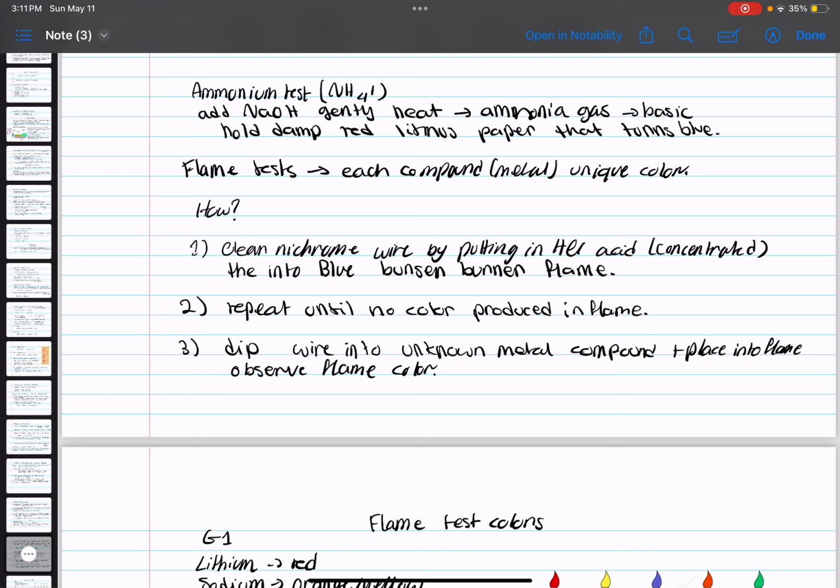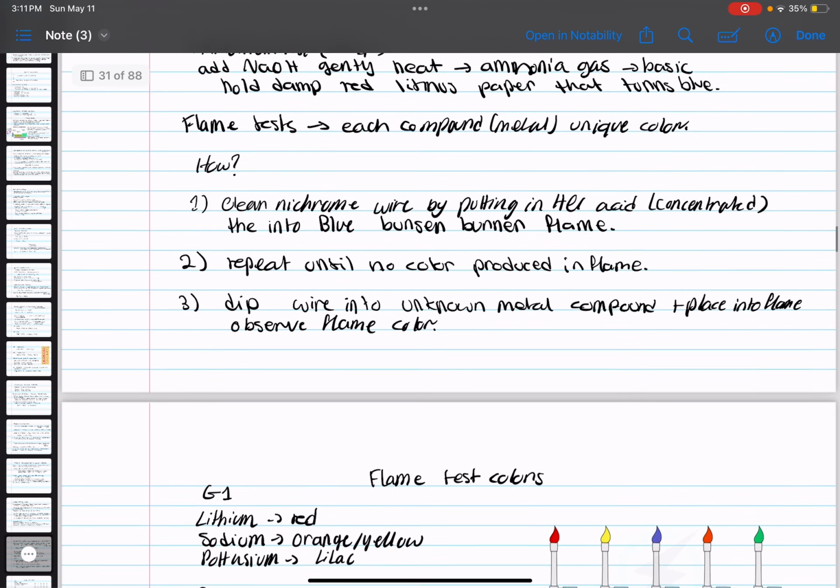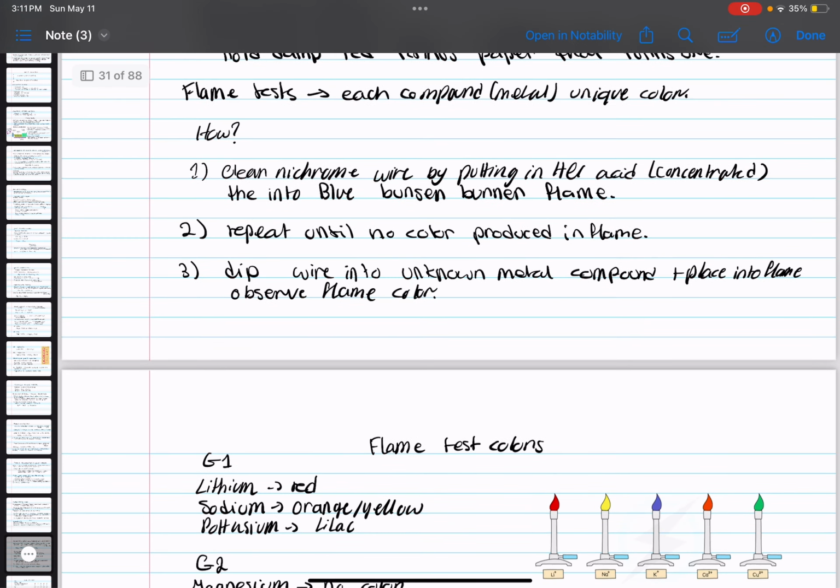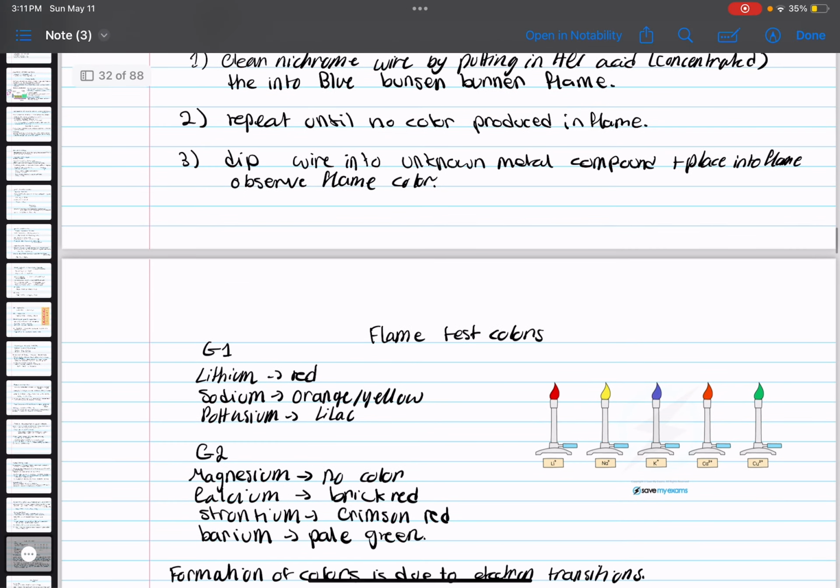Then you have flame tests that give a unique color for each one, and how this is done is basically you clean a nichrome wire by putting it in concentrated HCl and then into a blue Bunsen burner flame, and you repeat this until no color is produced in the flame. And then you dip the wire into an unknown metal compound, and then place the nichrome wire in the flame to observe the color.